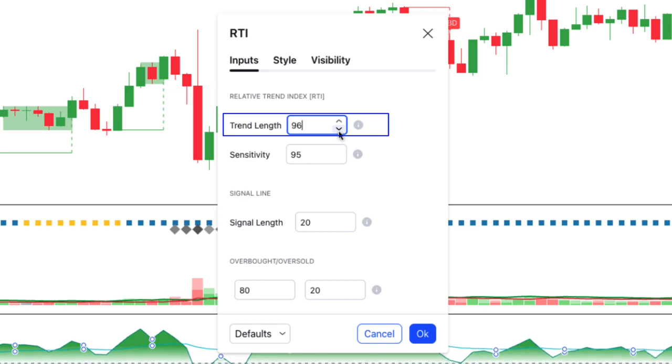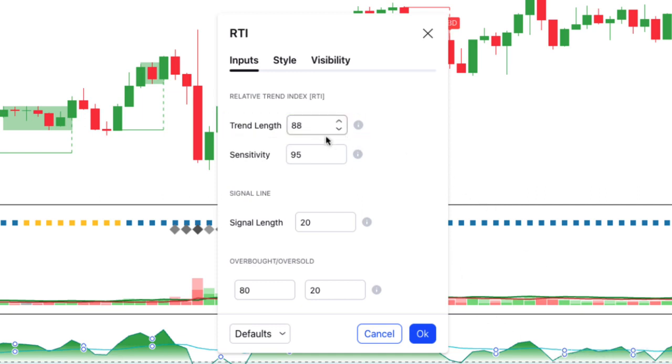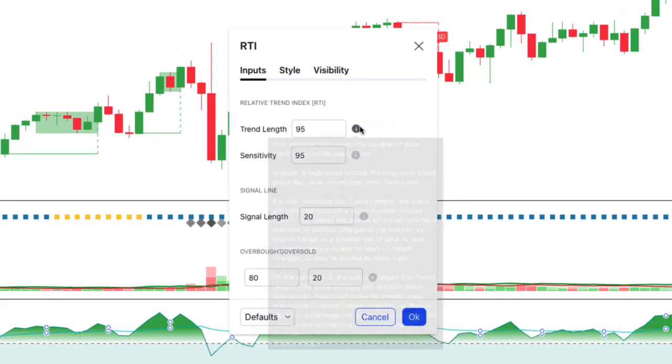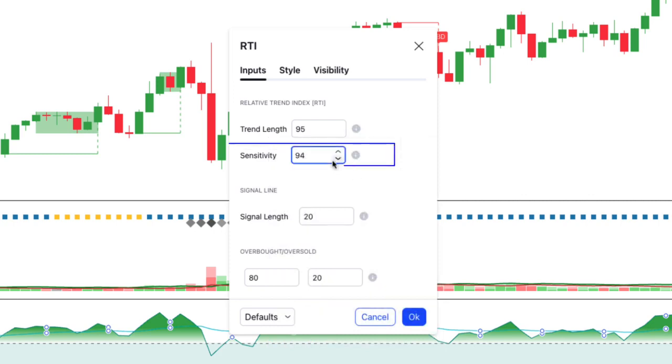On the other hand, decreasing the trend data length is like zooming in on the most recent data, prioritizing short-term trends. It offers a rapid response to market changes but is more vulnerable to market noise and swift fluctuations. For swing traders, I recommend tuning this setting up to 105, while short-term traders might find better results by dialing it down to 95. The second parameter we need to consider is trend sensitivity.